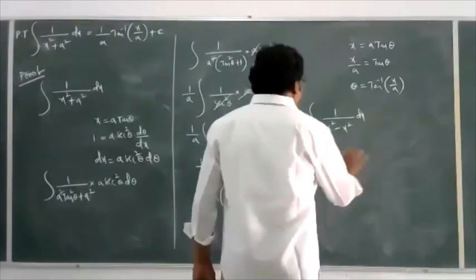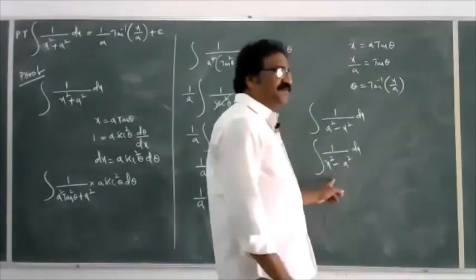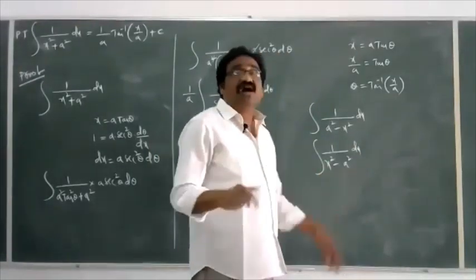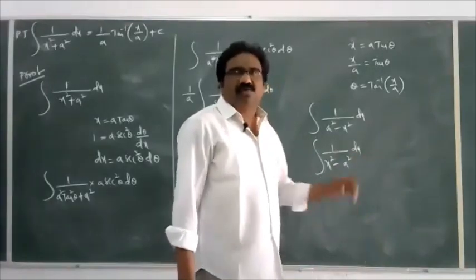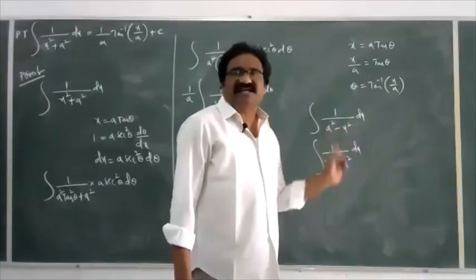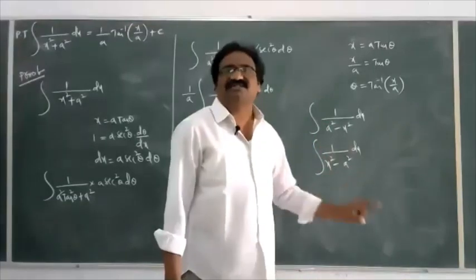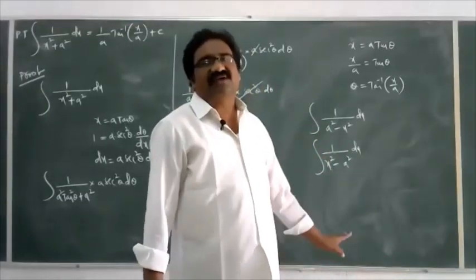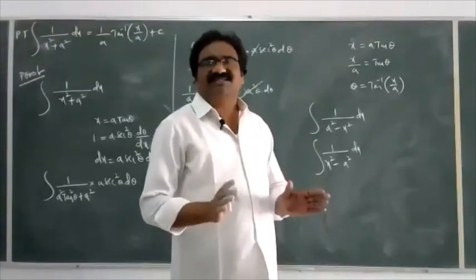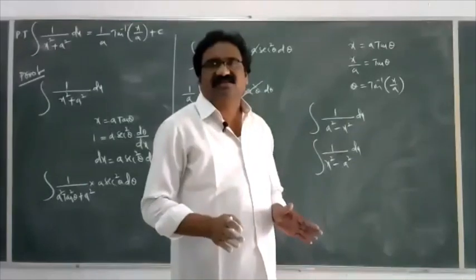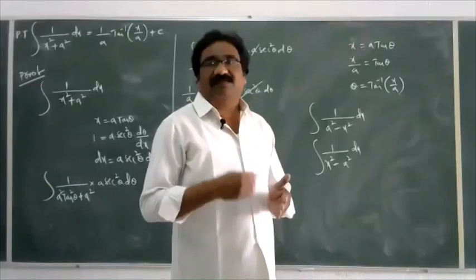For example, integral 1 by x square minus a square dx is given. Here the substitution is x is equal to a secant theta or a cosecant theta. Why? You know the formulas secant square theta minus 1 is equal to tan square theta, cosecant square theta minus 1 is equal to cot square theta. That's why, what I am telling from the first class onwards, everyone must read the trigonometric formulas and apply the application.